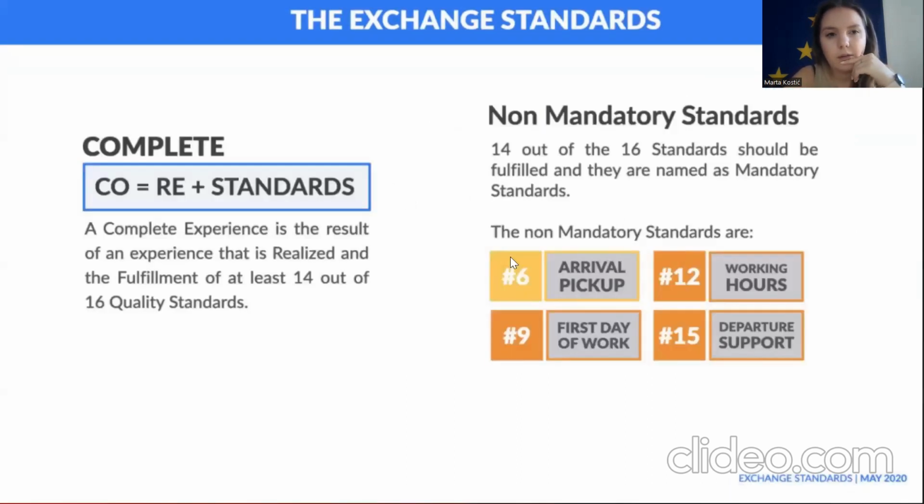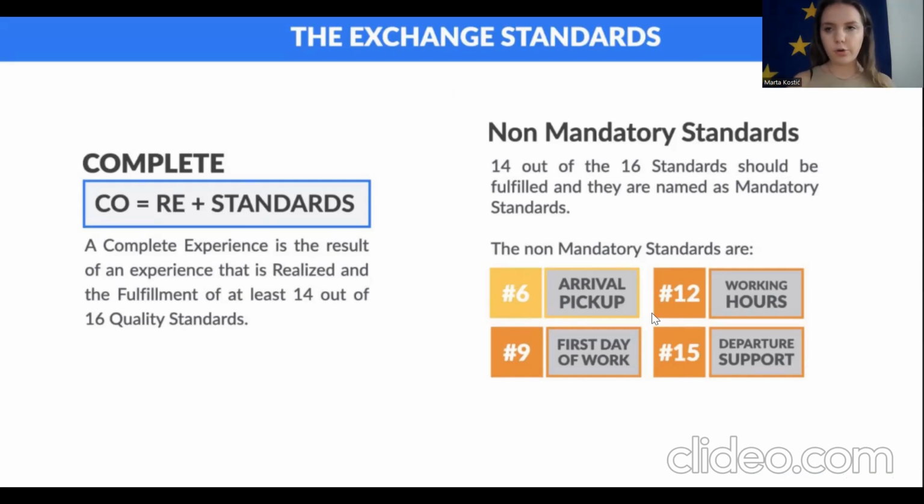So now we're here. I wanted to explain what a completed EP is. As you remember from the first video, when an EP goes on exchange, he becomes realized. Then when he finishes the exchange, he becomes finished. But our final goal is for the EP to be completed. In order for the EP to be completed and for us to know that he had a good experience, we need to fulfill 14 out of 16 standards. But we are, of course, always aiming to fulfill all 16 of them.